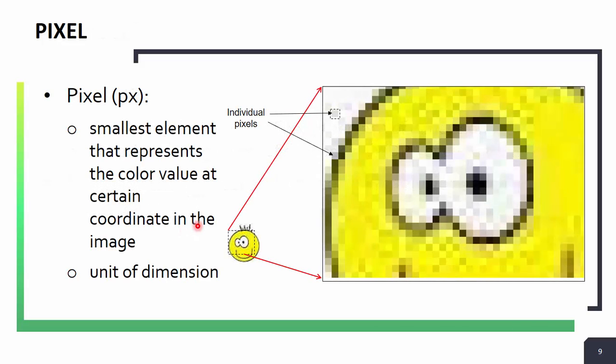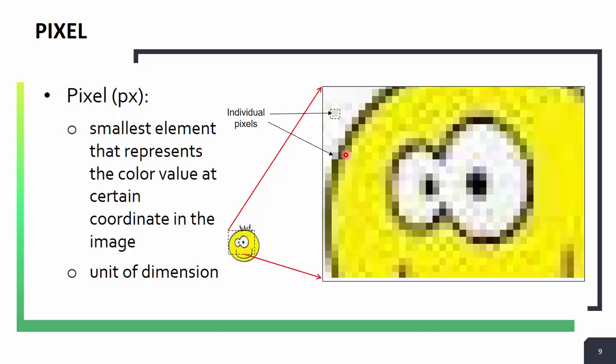Next is the definition of pixel. Pixel is the smallest element that represents the color value at certain coordinate in image. It can also be the unit of the dimension. Just now we say that a raster image is a 2D arrangement of pixel. So these are the pixel, the smallest element in the image. And what the pixel keeps in its place is the color of the image at that location.